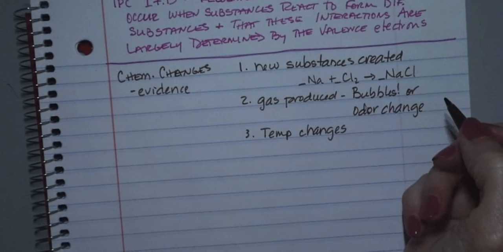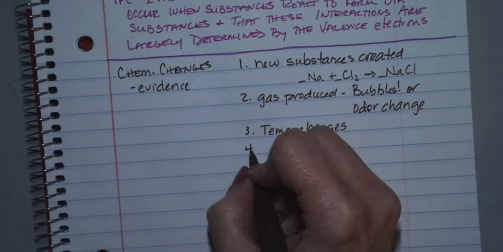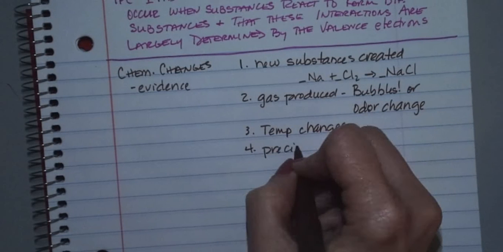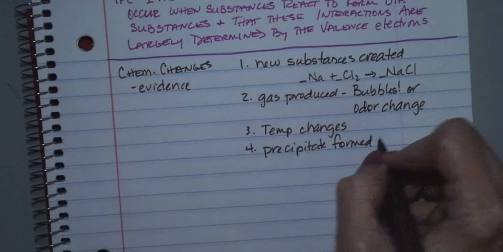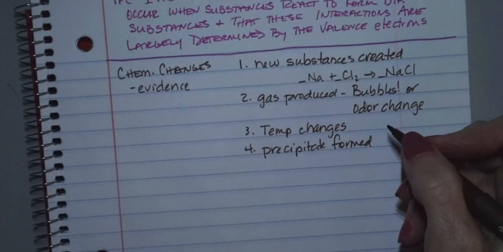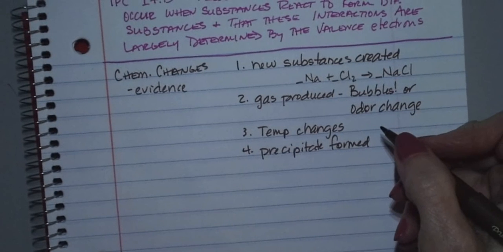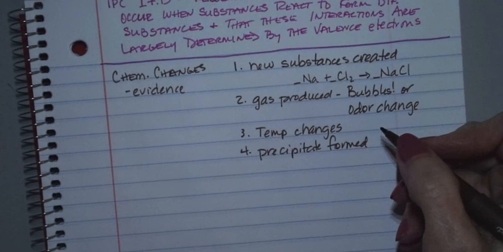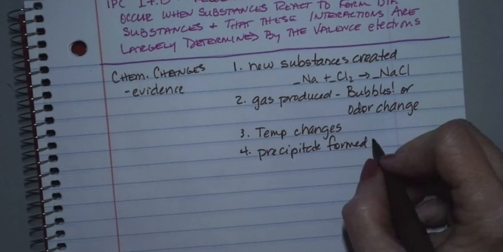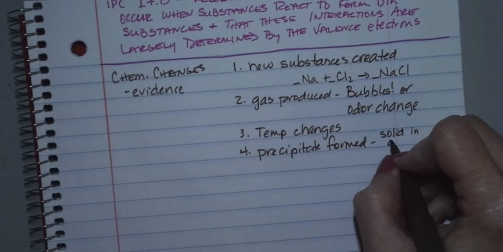We look for a precipitate formed. This is when you get two solutions, two liquids, and you put them together, and all of a sudden it turns cloudy, and if you let it sit for a while, this solid stuff sinks down to the bottom because it won't dissolve. So a precipitate is formed. It's a solid in a solution. Solution means you just dissolve something in water.